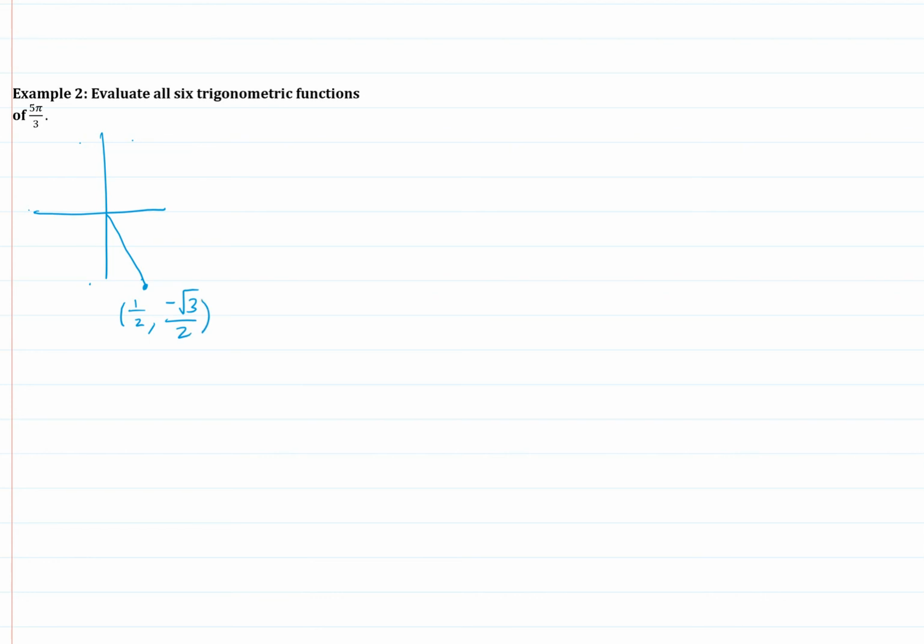We're just flipping these fractions upside down. Example 2, evaluate all 6 trigonometric functions of 5 pi over 3. Well, we know 5 pi over 3 is, 1 pi over 3, 2, 3, 4, 5. It would be in the 4th quadrant, closer to the y-axis. So its coordinate pair would be positive 1/2. You're moving to the right a short distance. Negative root 3 over 2. You're moving down a further distance.